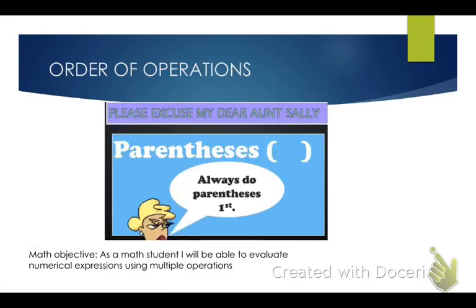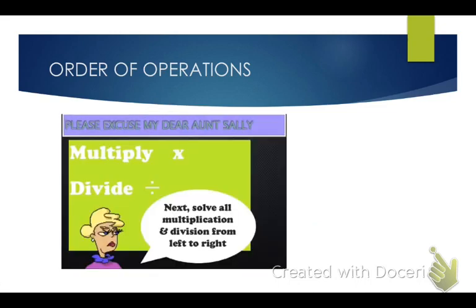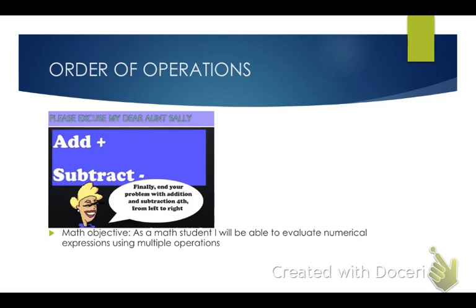Remember, parentheses first, exponents second, multiply and divide third. Remember, they're married. Solve all multiplication and division, left to right. Last thing, add or subtract. Finally, at the end, whatever is left, adding or subtracting, do it left to right.